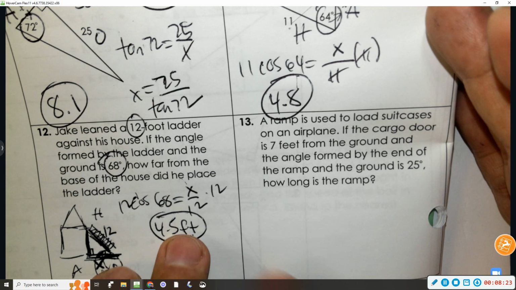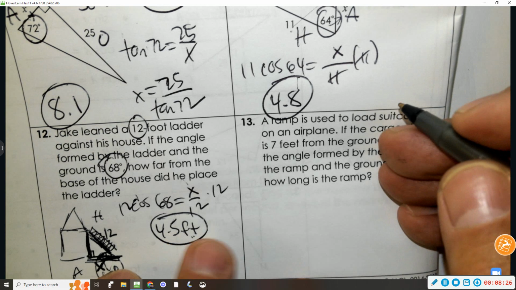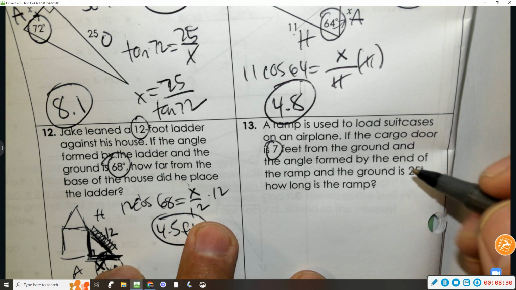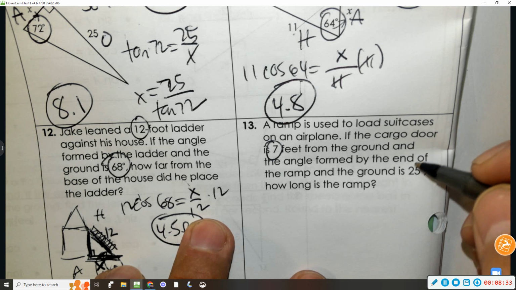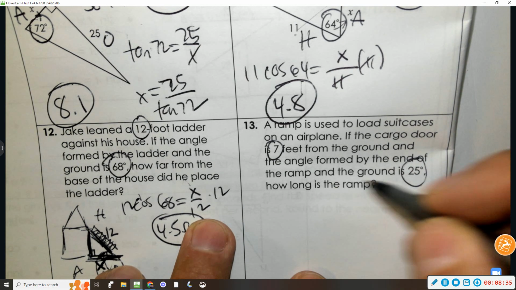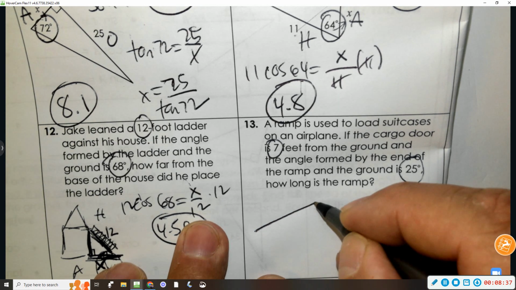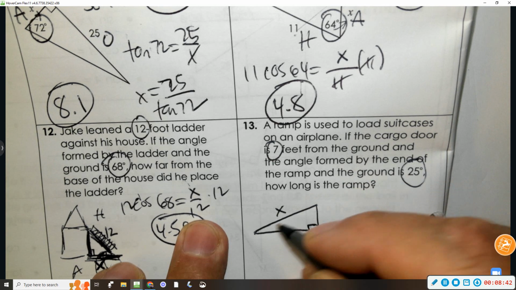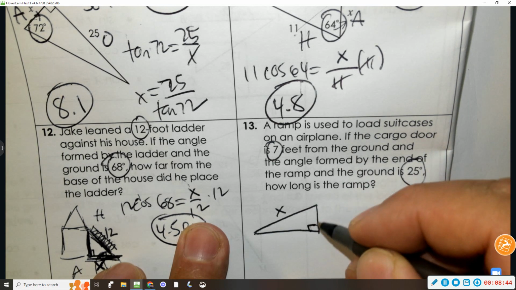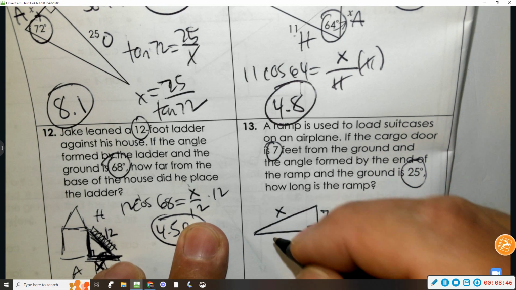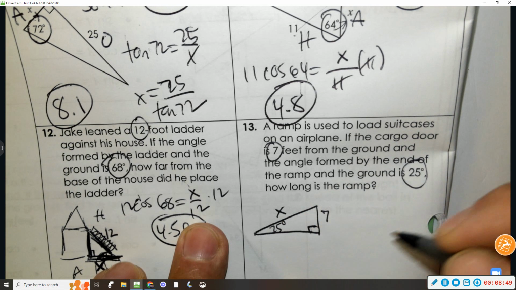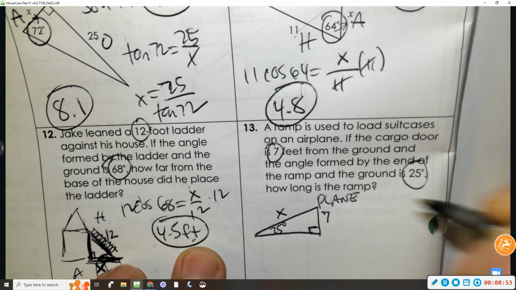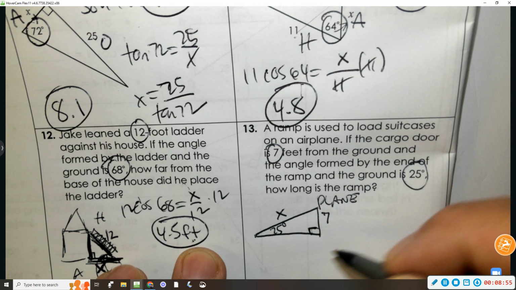Number 13. A ramp is used to load suitcases on an airplane. If the cargo door is 7 feet from the ground and the angle formed from the end of the ramp and the ground is 25 degrees, how long is the ramp? So a ramp is just a right triangle, right? So there's my ramp. This is what I'm looking for, how long the ramp is. And it says the height of the ramp is 7. And this angle the ramp makes is 25 degrees. And up here somewhere is the plane where the suitcases go on. How do I solve for how long that ramp is?